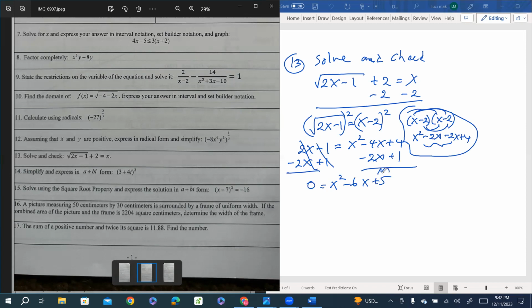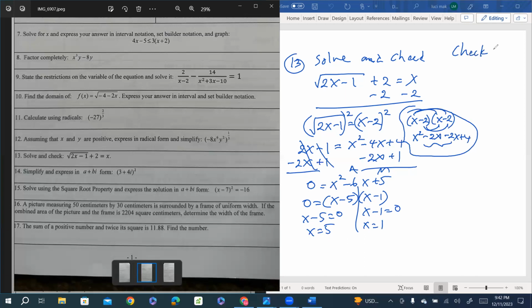Now we need to find two numbers that multiply to +5 and add to -6. It's going to be x minus 5 times x minus 1 equals 0. Let me check. -5 times -1 is +5. -1 plus -5 is -6. Okay. Now set each factor equal to 0. So you get x minus 5 equals 0, as well as x minus 1 equals 0. X equals 5 as well as x equals 1. Check both answers.